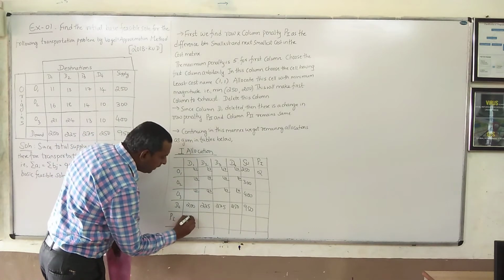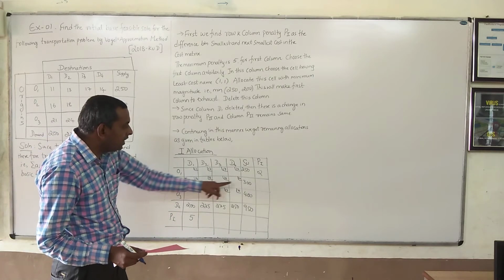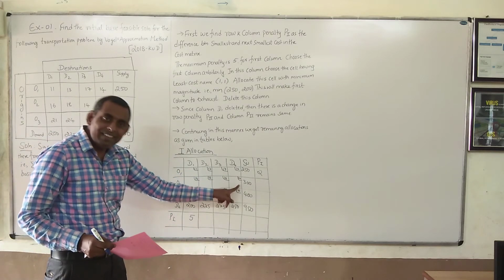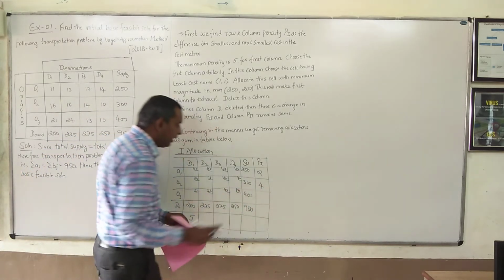So 16 minus 11 is 5. In the same way, which is the smallest? 10 is the smallest and the next smallest is 14. So 14 minus 10 is 4 here.